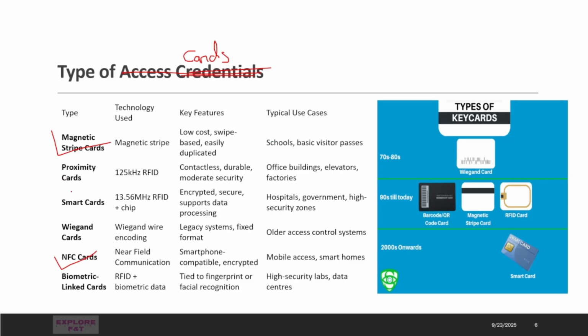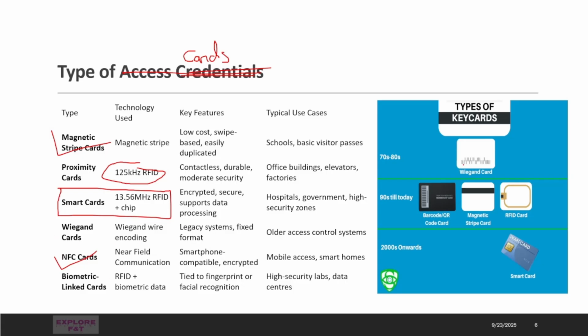Okay, proximity card, this is based on frequency. And smart card, this is advanced technology. With the smart card we are using encryption, and it is secure, data secure, and supports data processing. Okay. Wiegand card and NFC and biometric.